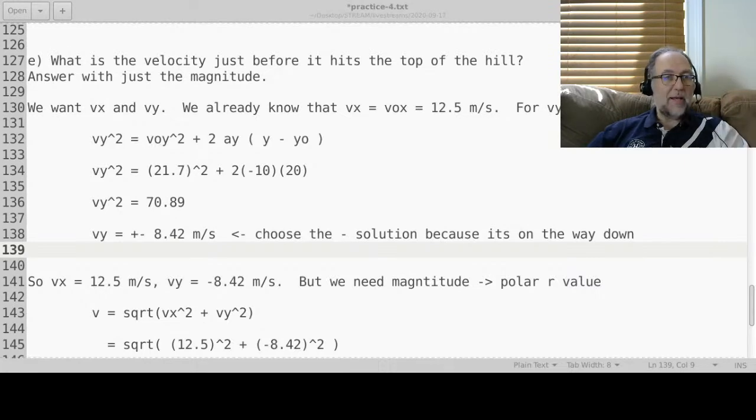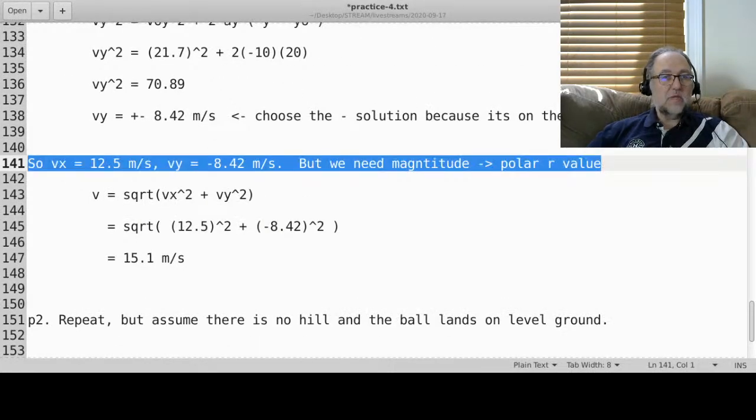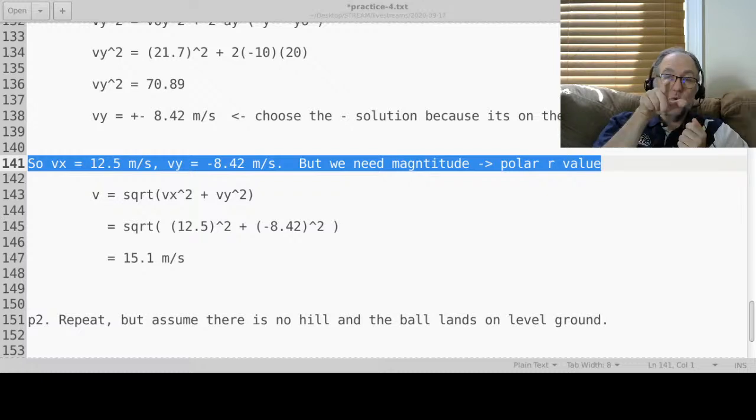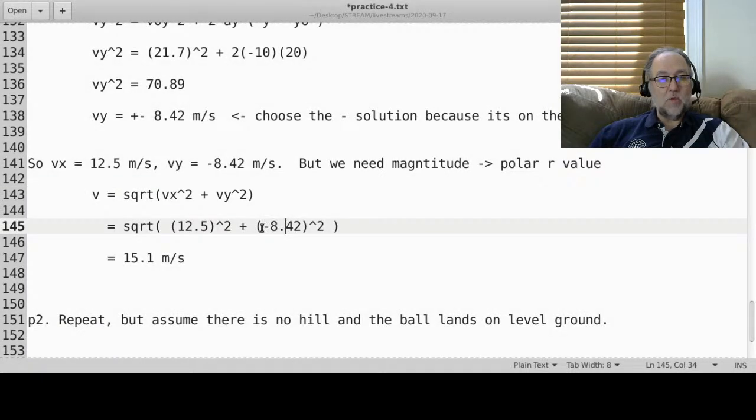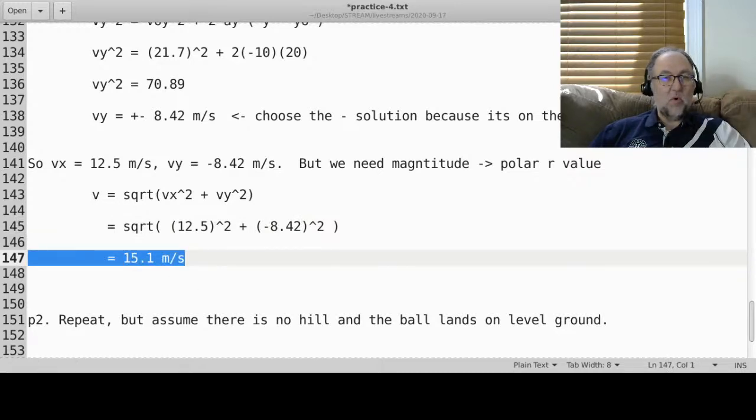Now that we have both Vx and Vy, what do I do with that? Well, we want the magnitude. The magnitude is like R in the lectures on vectors, and so that's the square root of the x component squared plus the y component squared. That's what we mean by magnitude. Just plugging in, you get the answer. The only thing to be careful of is that when you square the negative 8.42, square the negative along with it, because a negative number times a negative number is a positive number. Make sure you have that negative in there, and the answer turns out to be 15.1.